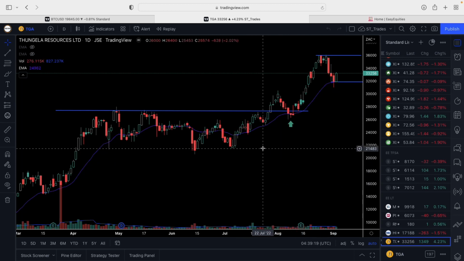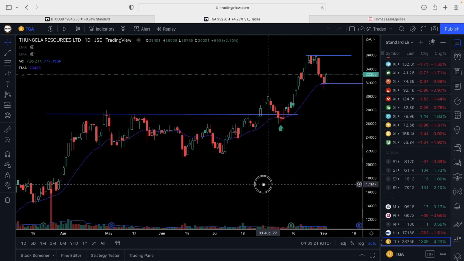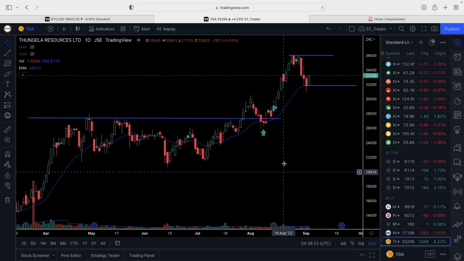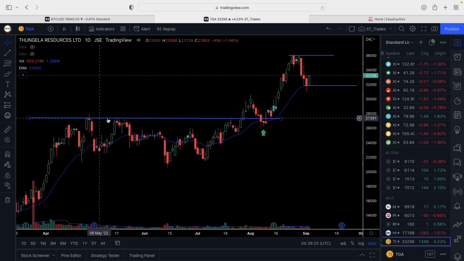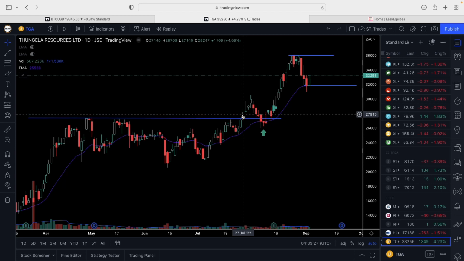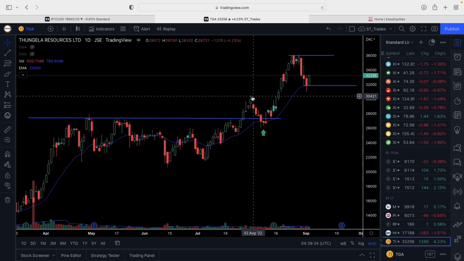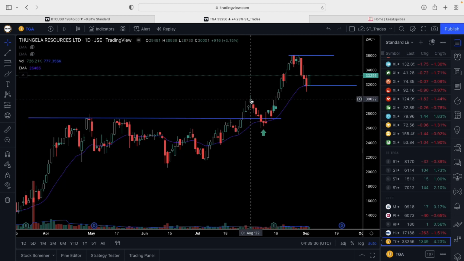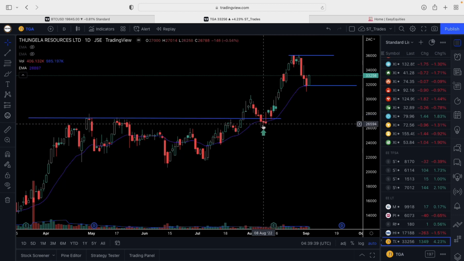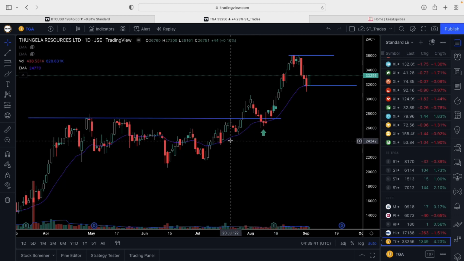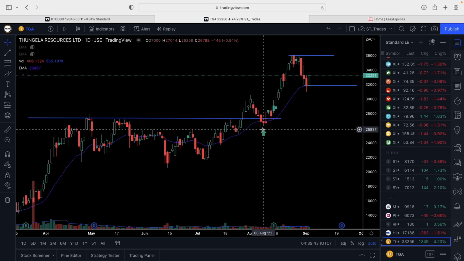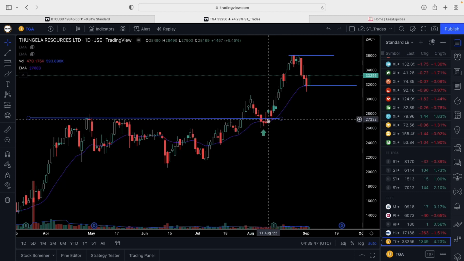So the company that I'm looking at is Thungela. The reason why I want to buy Thungela is because you can see here previously Thungela broke above this resistance level here. The trading price at that time was somewhere around 273 rand per share. Then it went up to about 300 rand per share before pulling back to this previous breakout level. You can see there's this short-term moving average where the stock found a support, and also it just came back to retest this previous breakout level.